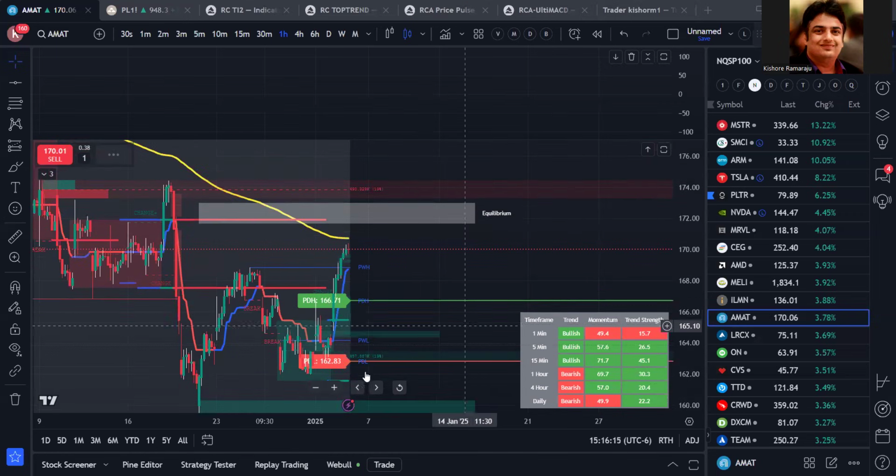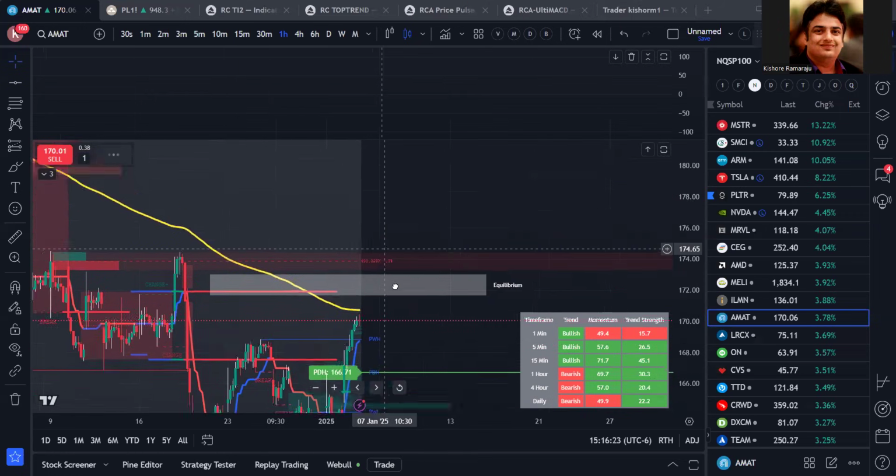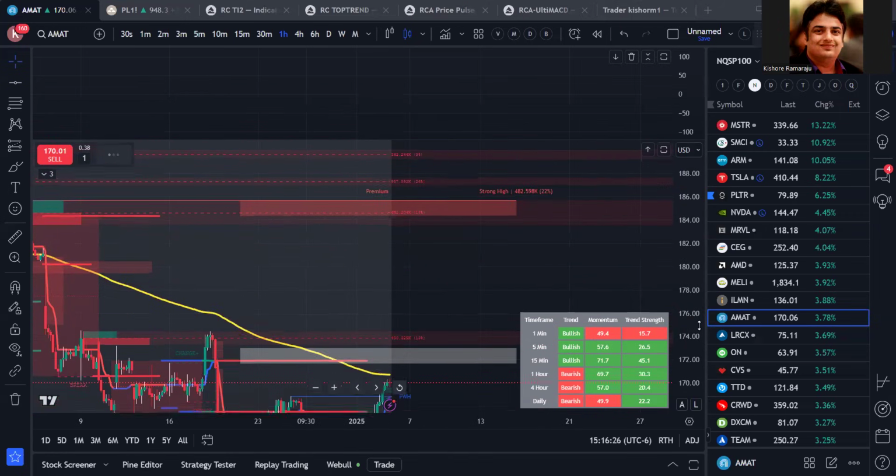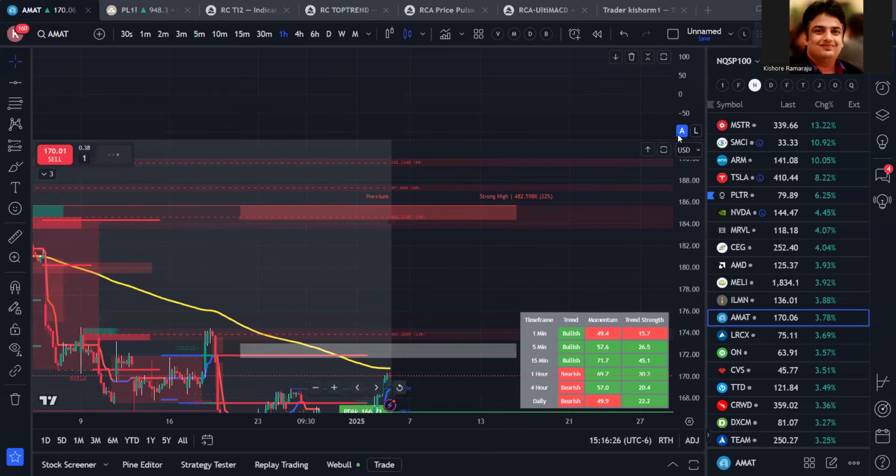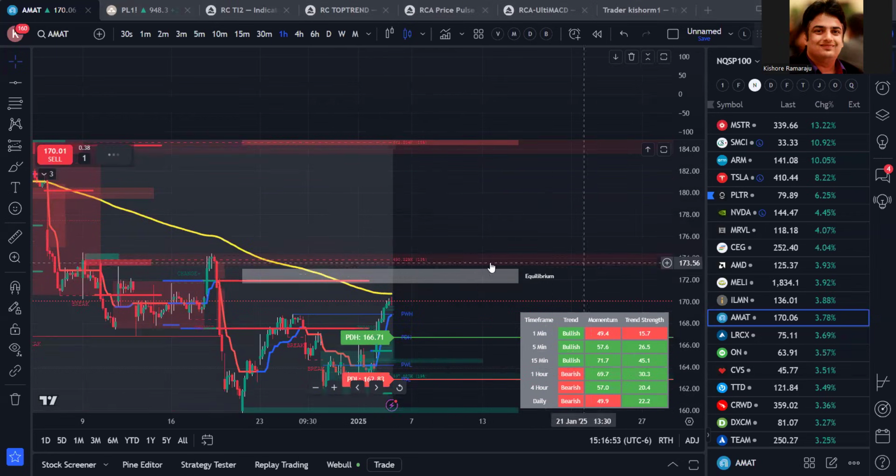So I hope it is clear for everyone. Buy order blocks will give us a huge advantage. The table, then the discount zone, premium zone, and the equilibrium zone, they will help us to identify. PWL means previous week low, PWH means previous week high. So the gray area means equilibrium. It is in between the premium and the discount. That means that is a fair value price.